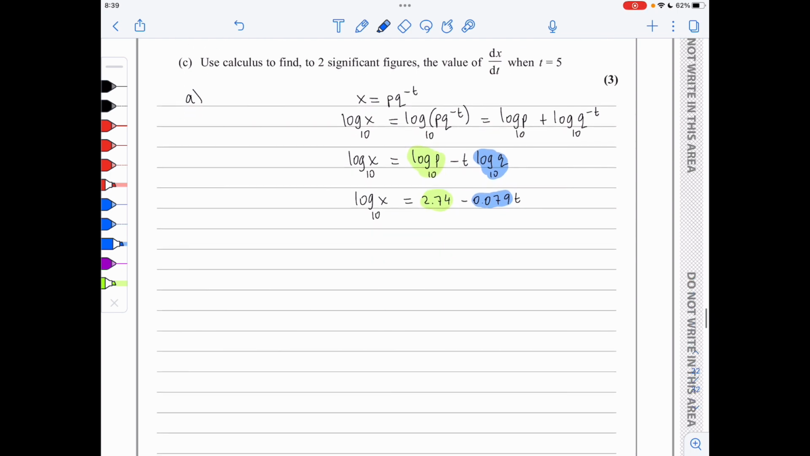So we can say that log of P base 10 is 2.74, log of Q base 10 is 0.079, and so P is 10 to the 2.74, which turns out to be 550, and Q is 10 to the 0.079, which turns out to be 1.2, and therefore the model is x is 550 times 1.2 to the negative t.